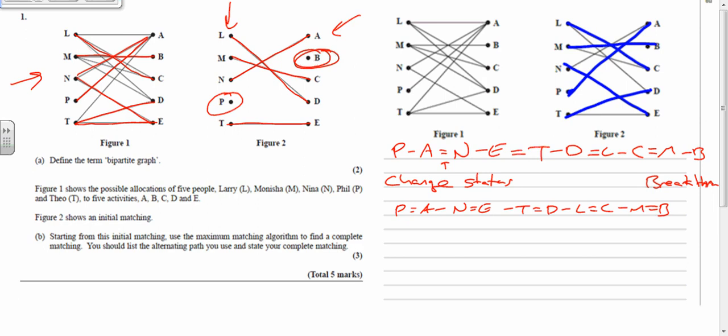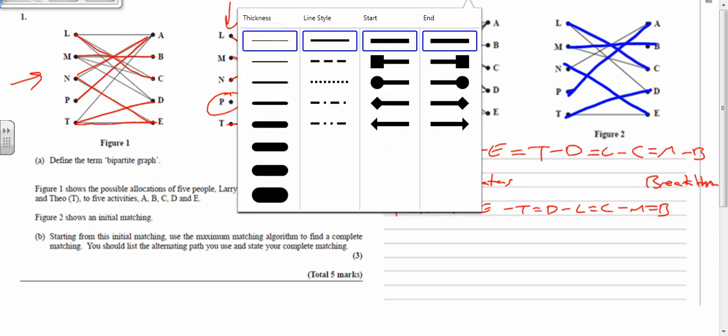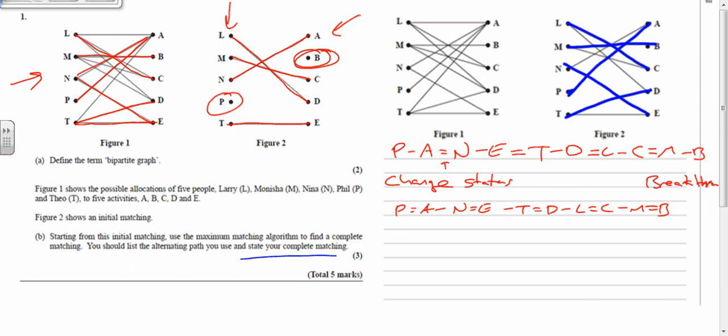Now, like I said, a lot of people missed the last mark, and what you've got to do is state your complete matching. They say that the complete matching is L to C, M to B, N to E, P to A, and then T to D. Okay, that is how to get all 5 marks for that one. That was a 2016 paper.